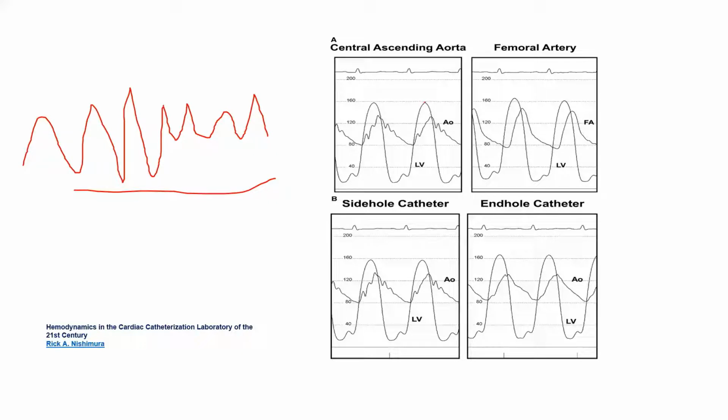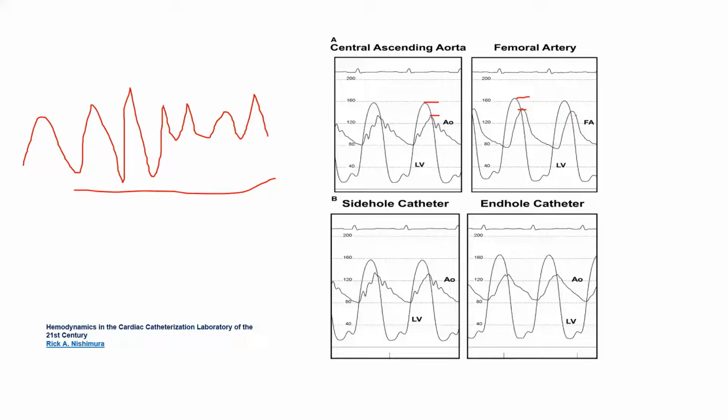If we look at the gradient, peak to peak gradient here, compare it with peak to peak gradient here. Yeah. Which one is more? It's the femoral artery. Yeah, in the femoral artery, is the gradient more or less? The gradient is less. Exactly. The gradient is less. You are so right.